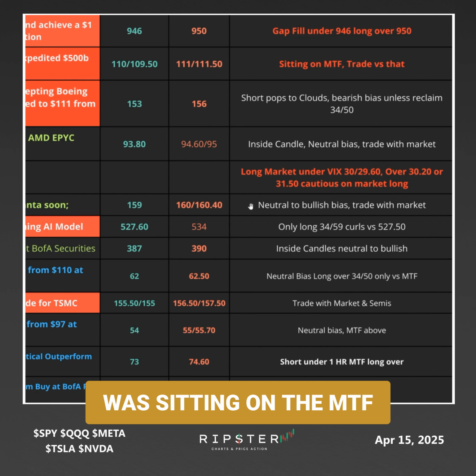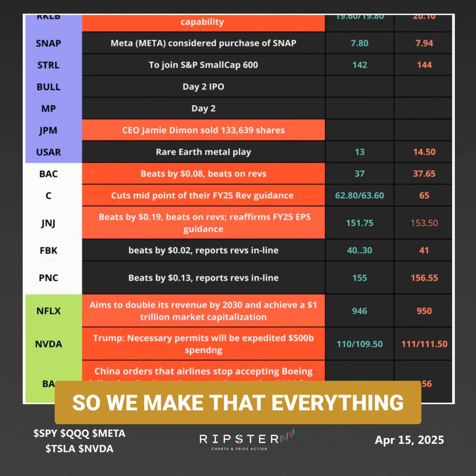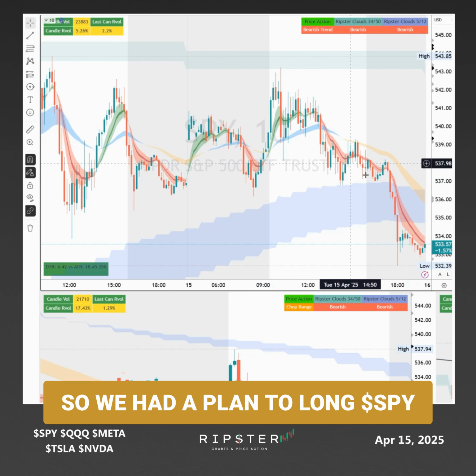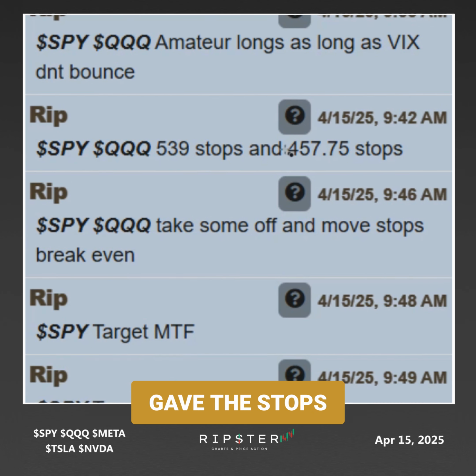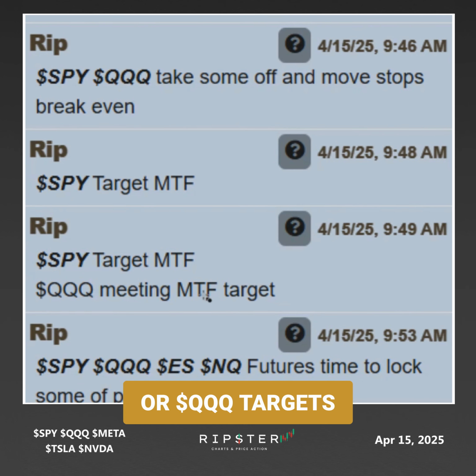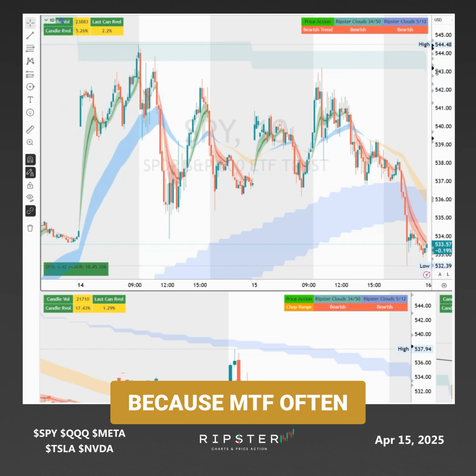For example, NVIDIA was sitting on the MTF. Meta had MTF cloud up there. So we make that everything in our pre-market planning. So we had a plan to long SPY, and we were actually long on SPY, QQQ for a morning 9:30 to 10 a.m. trade. Gave the stops to the traders, and our targets were MTF clouds. Our QQQ targets were MTF cloud. Why is that? Because MTF often acts as a resistance.